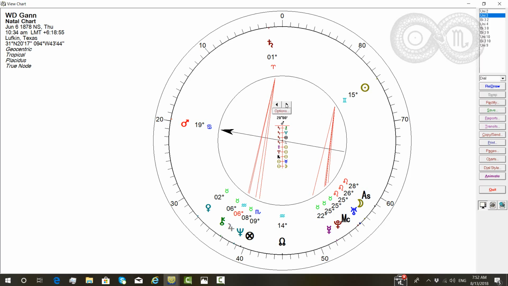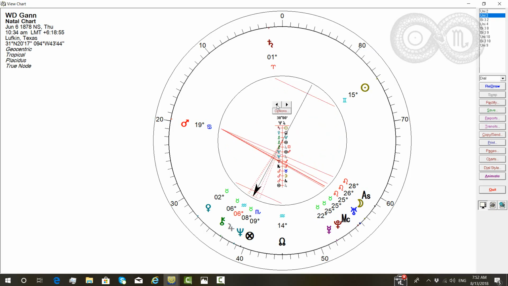So what you can do is you click in the middle, there are arrows, and you can go around the dial and you can find your lucky midpoints or any other midpoints. Okay, now remember we said that his part of fortune is at 9 degrees of Scorpio. You can see how fixed W.D. Gann was. Alright, he's got a predominance of fixed signs. He was someone who was determined, hard to move or persuade, and totally focused.